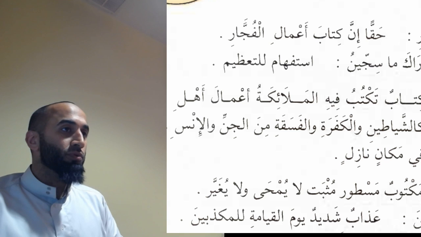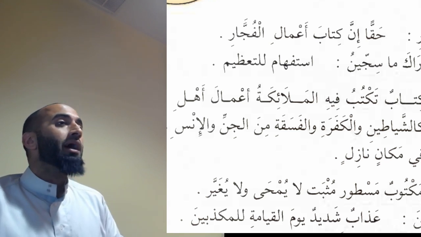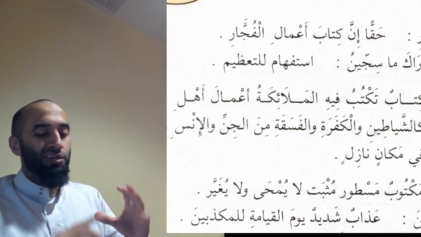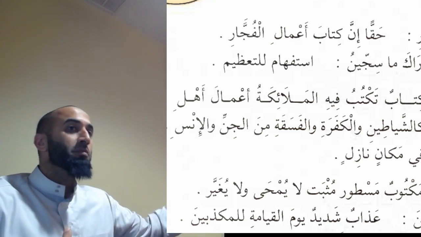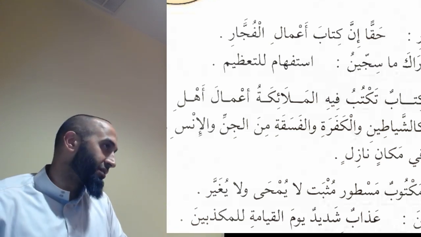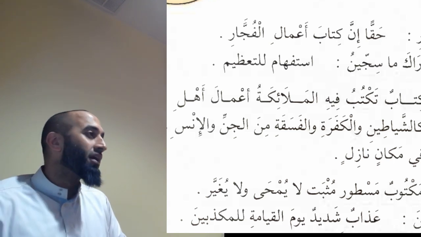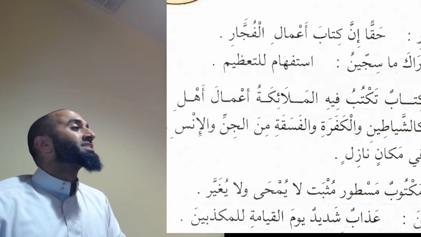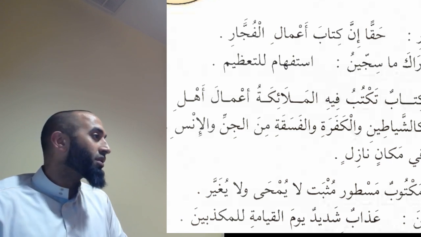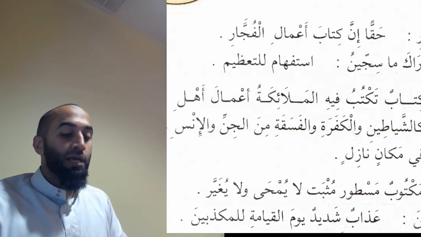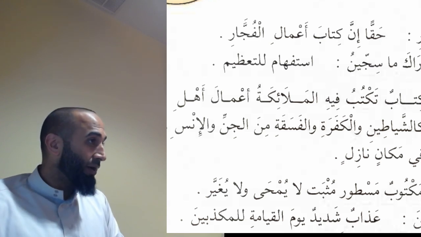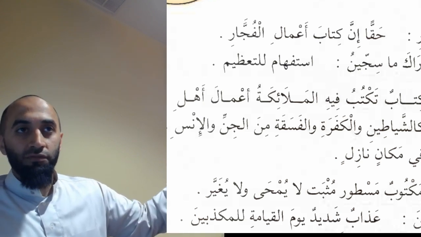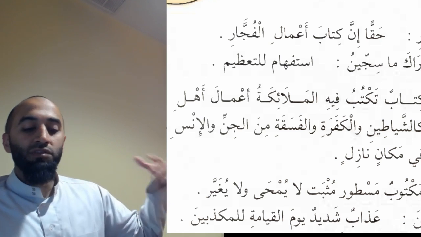تكتب فيه الملائكة, that the angels will write in this book أعمال أهل الشر, the actions of the evil people, كالشياطين والكفرة والفسقة من الجن والإنس. Kafara is one of the plurals of kafir, and fasaqa is one of the plurals of fasiq. So it's talking about a book in which the actions of the evil beings like the shayateen, the disbelievers, and the fasaqa will be recorded.